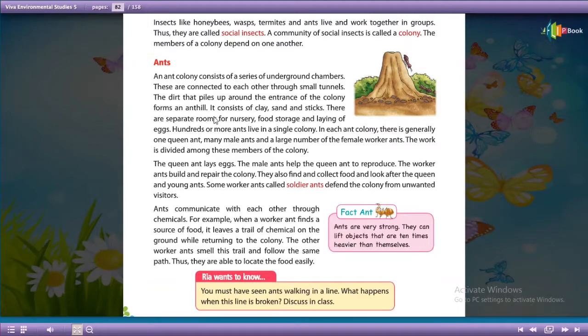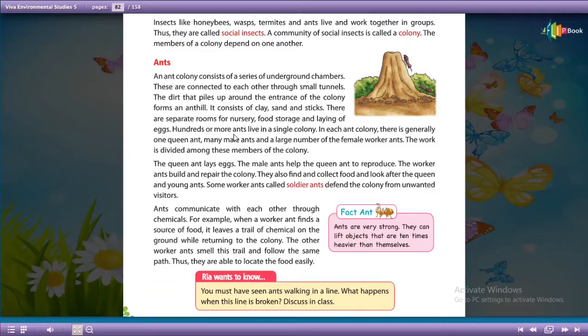There are separate rooms for nursery, food storage and laying of eggs. So, as human beings, we also have separate rooms in our building. The same way, these ants also have separate rooms for their babies, nursery, food storage, that means to pile up food. And by the way, for laying eggs, they have another place inside their chamber.